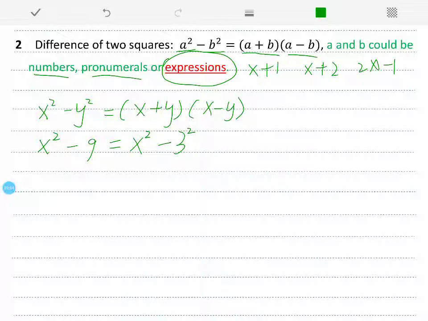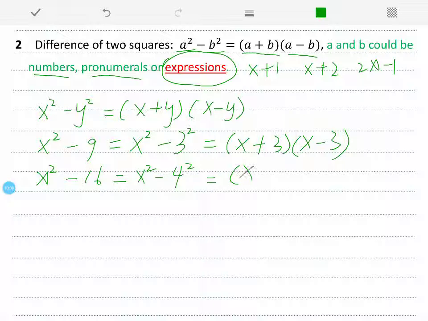Okay. Remember here, a and b don't include the sign. You don't need a sign like plus or minus. They are always positive here. So that becomes a is x, b is 3. So x plus 3 times x minus 3. Another example. So x squared minus 16 equals x squared minus 4 squared equals x plus 4 times x minus 4. Okay?